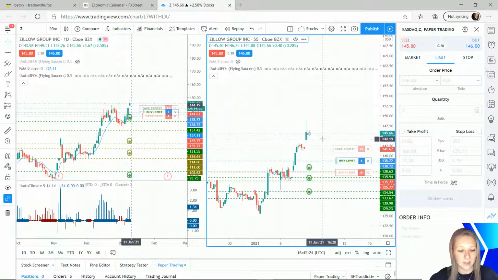So what that means is as price goes up, let's say price comes down, hits our entry here, lovely, happy days, then moves up, and then a new UFO forms.